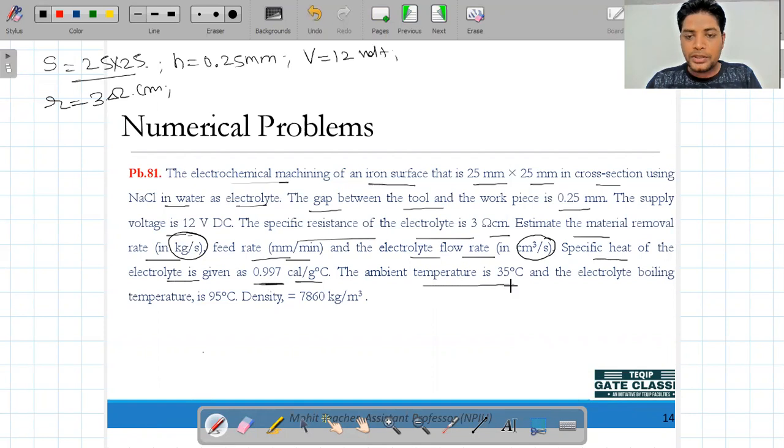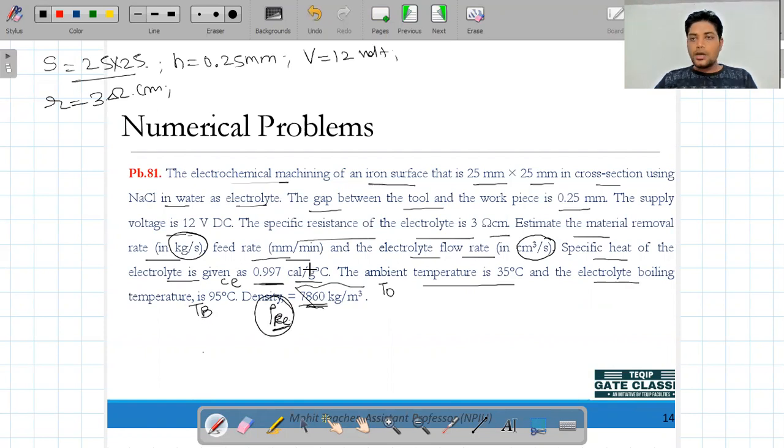The ambient temperature is 35 degrees centigrade, meaning the value of T0 is given to you. This is the value of C. The electrolyte boiling temperature is 95 degrees centigrade, meaning TB is given to you. The density is given, but obviously this density is not of the electrolyte, because generally liquids do not have this much density. So this density is of the iron only, rho of iron, Fe.